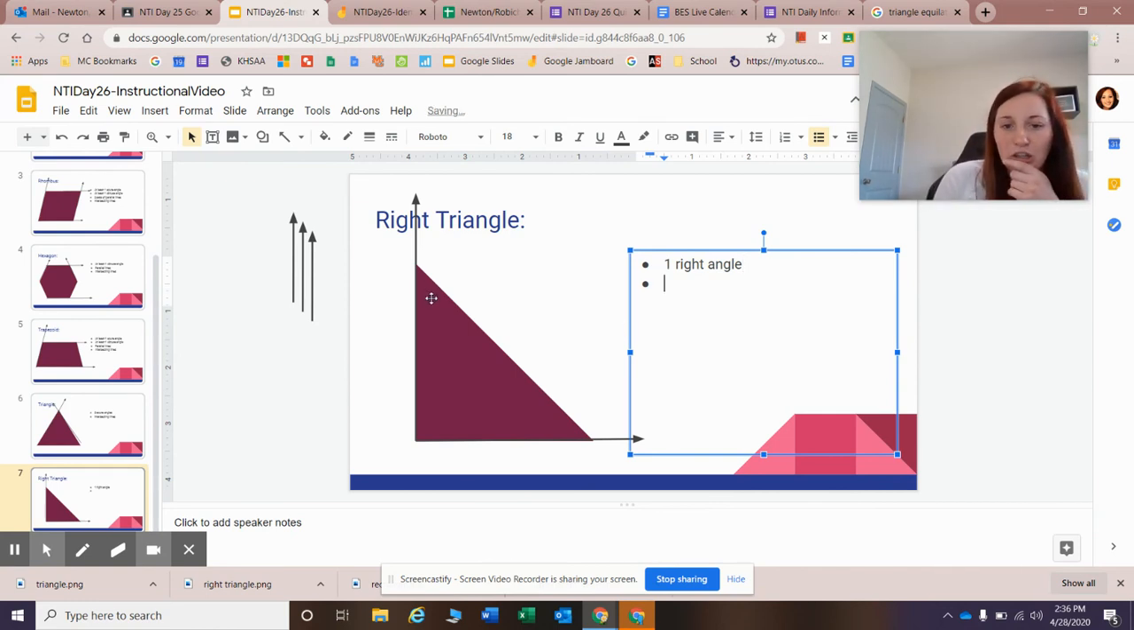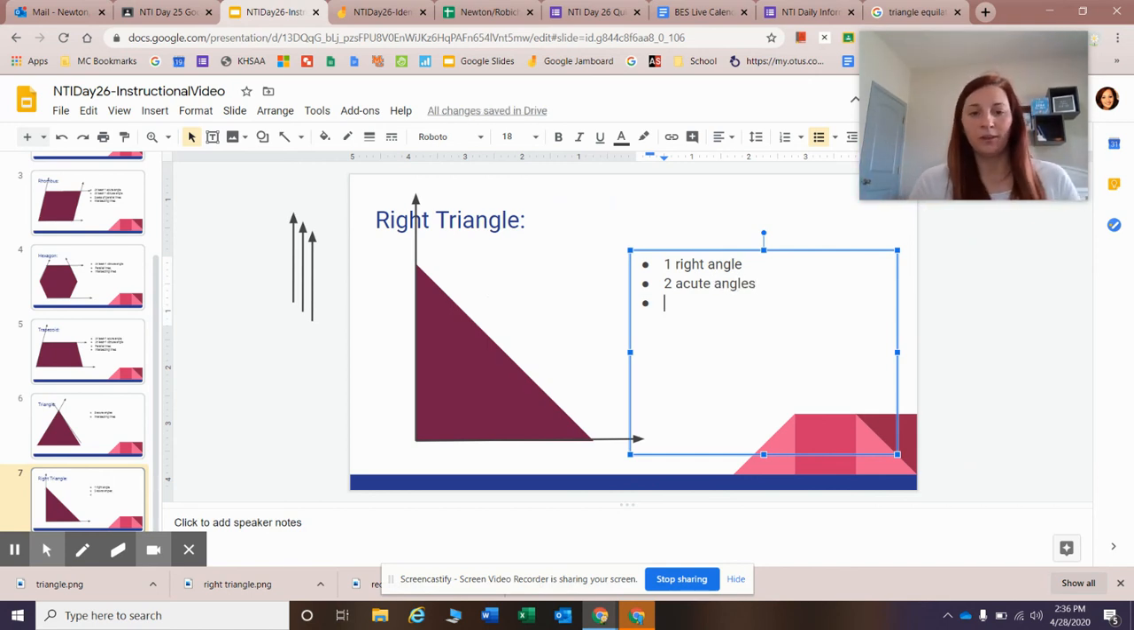Does it have any acute angles? Well, just so you know, every single triangle has to have at least 2 acute angles. So if you see a triangle, acute angles is always, always, always an attribute of it. So we can write 2 acute angles. There are no obtuse angles. And when it comes to the acute angles, you know that this is 90 degrees. 180 minus 90 is 90. So you know that these 2 angles would be 45 degrees, because 90 divided by 2 is 45.